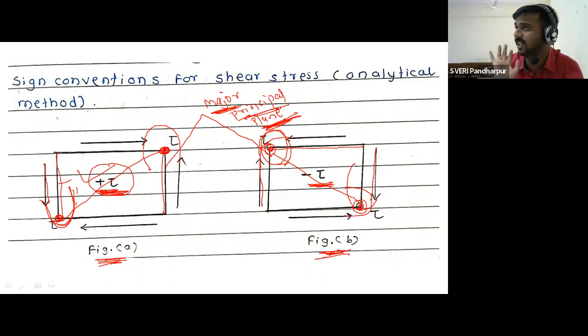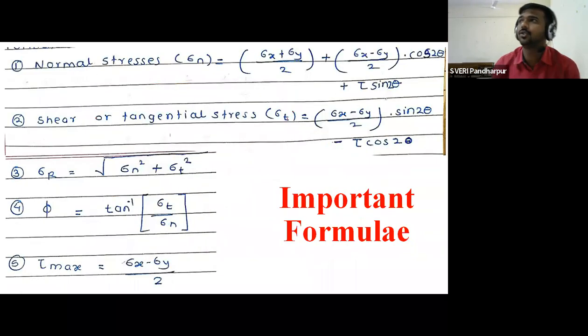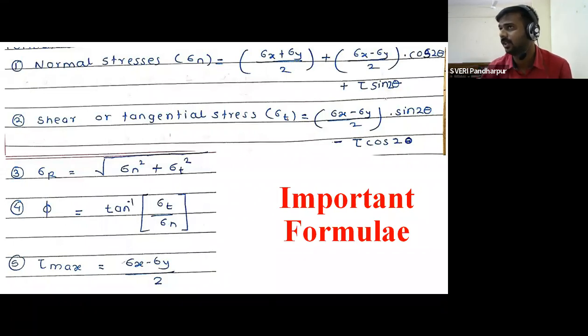Getting? So these are the sign conventions we have to use during the calculation. Okay. Then this is the list of the formulas. So take these formulas in your notebook. Again, there is a change in only normal and tangential stress. Otherwise, the resultant, angle of obliquity and tau max are the same.